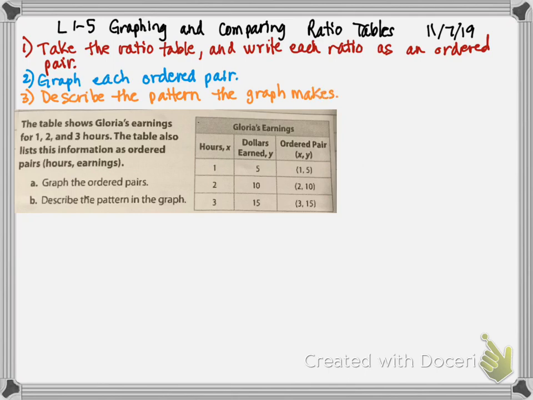Okay, so when we get to that part, which is going to be in our example here, part B, I'm going to write my response, and I'm going to put in parentheses what question are you actually answering from that response. Okay, so let's start with part A, and I'm going to do part A to the right of my graph. Okay, so part A says the table shows Gloria's earnings for 1, 2, and 3 hours. The table also lists this information as ordered pairs: hours, earnings.